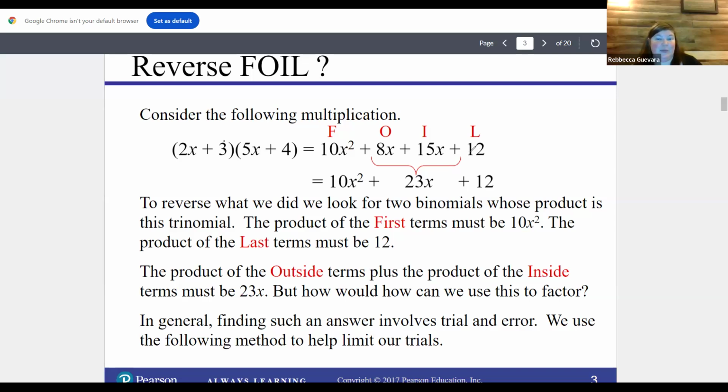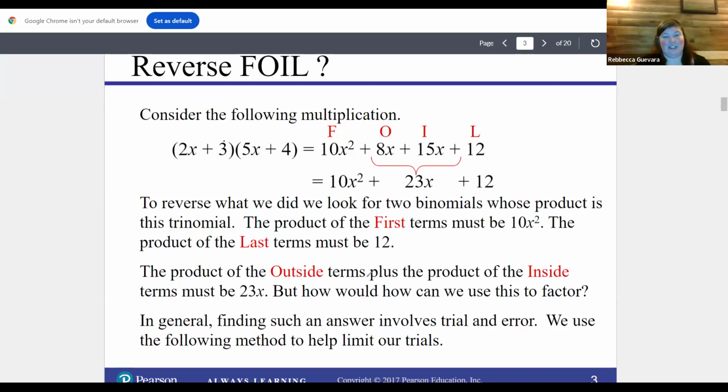So to reverse what we did, we look for 2 binomials whose product is this trinomial. The product of the first terms must be 10x squared, and the product of the last terms must be 12. So we're looking for the numbers that would give us those 10s and those 12s, but also give those combinations of multiples that give us that 8 and that 15. So like I said, it's more of a guess and check method than anything.